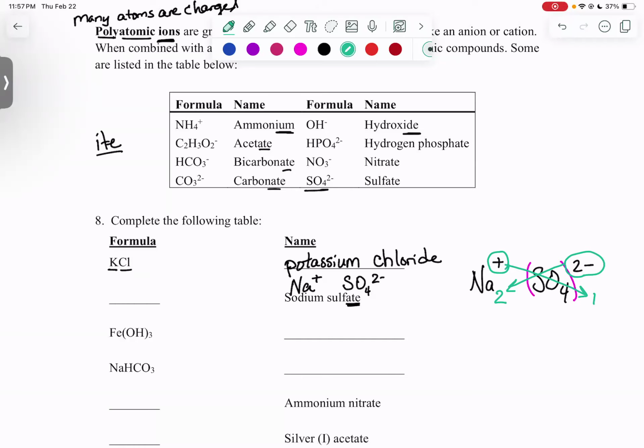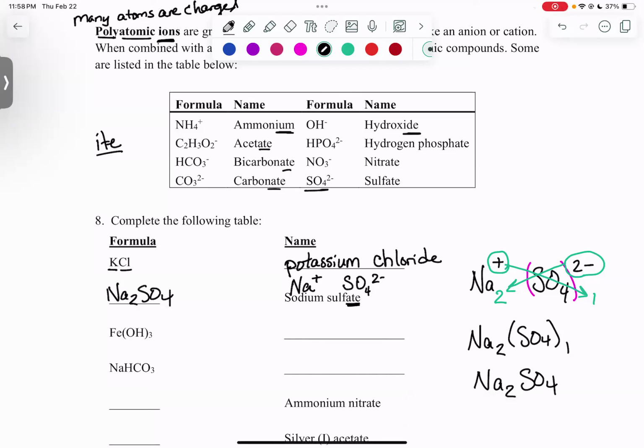And once you rewrite it, then you can decide if you need the parentheses or not. So Na2, SO4, 1. Well, if there's a 1, we just don't write it. So it would be Na2, and if we don't have a 1, then we don't really need a parenthesis, and we just write SO4. So that's what we would put over here, Na2SO4.